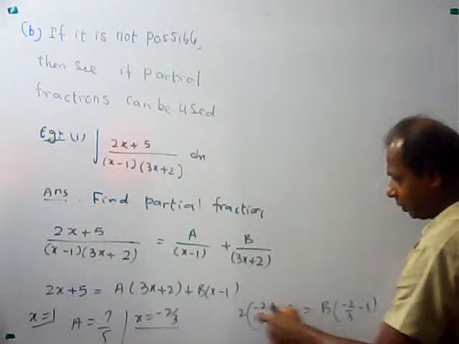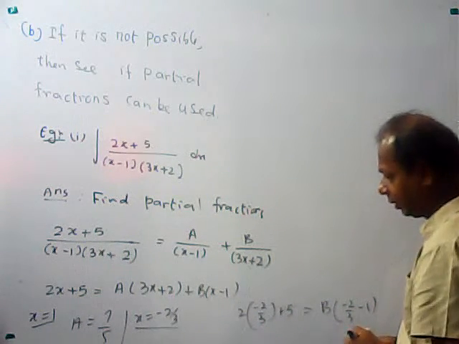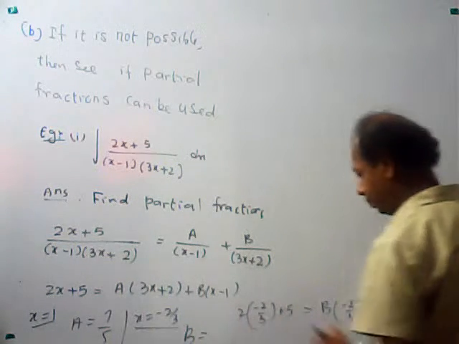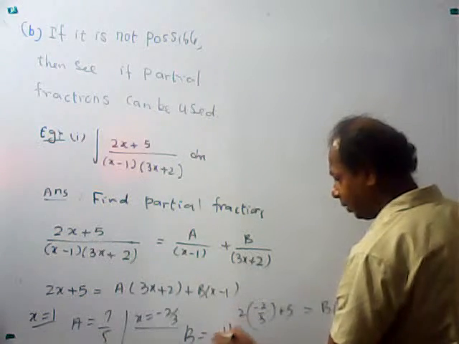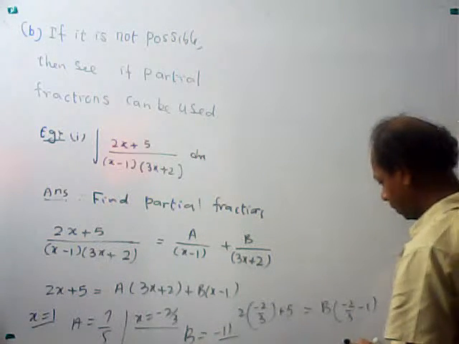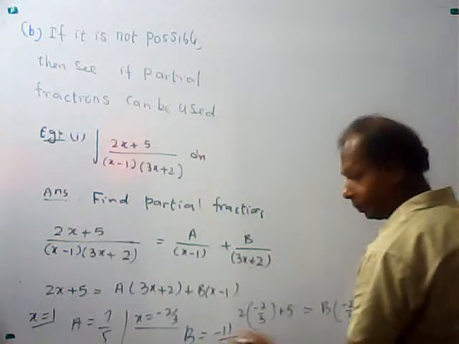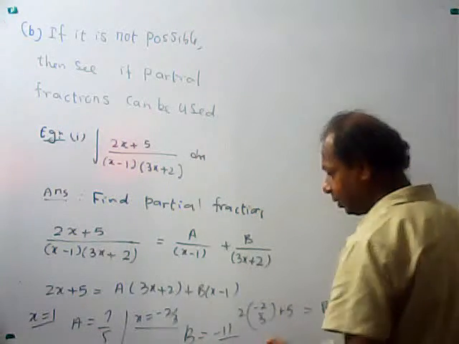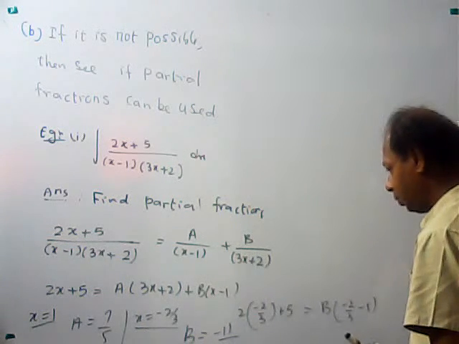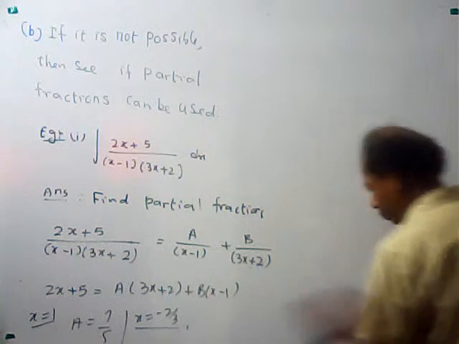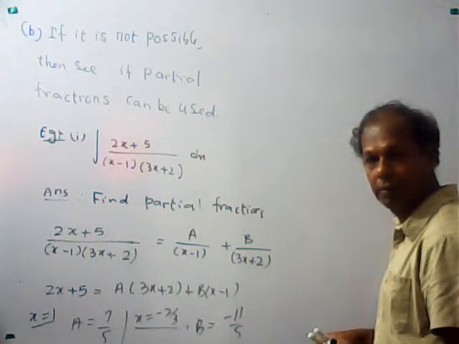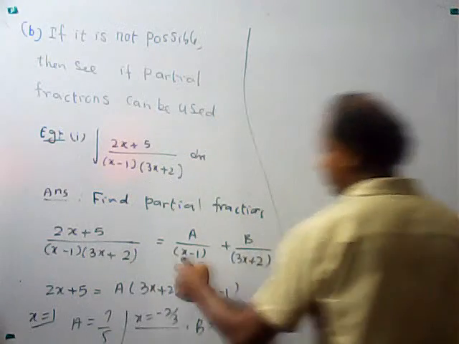So it's 15 minus 4, 11. B equals minus 11 over 5. I write it here: B equals minus 11 over 5. Right? Now the partial fractions we'll substitute here.